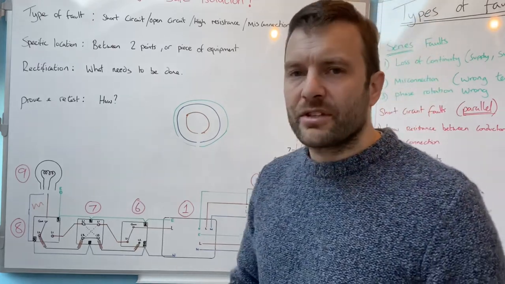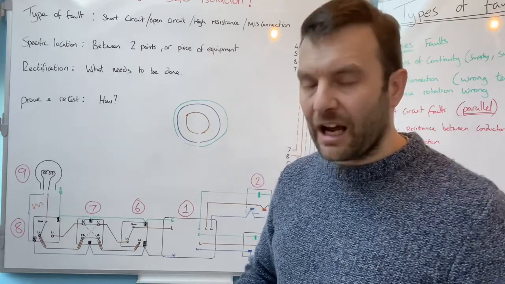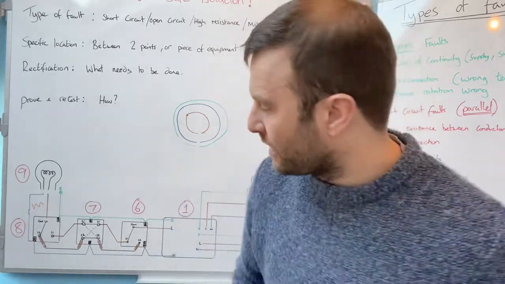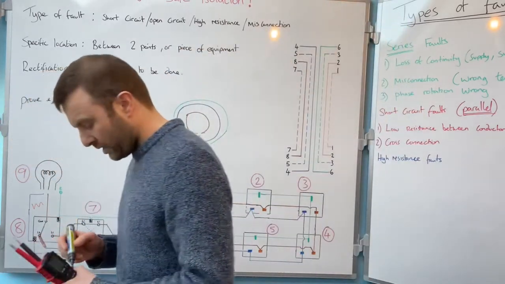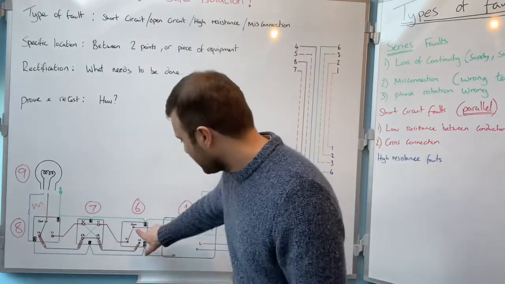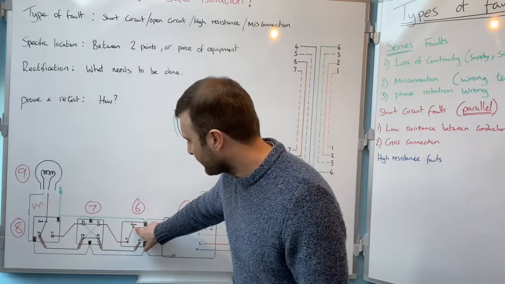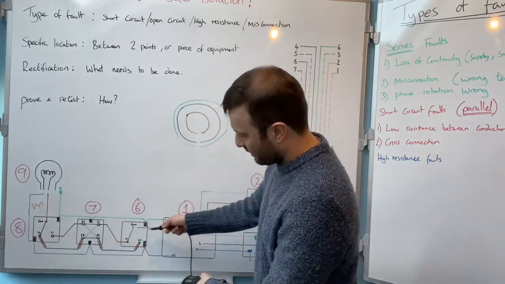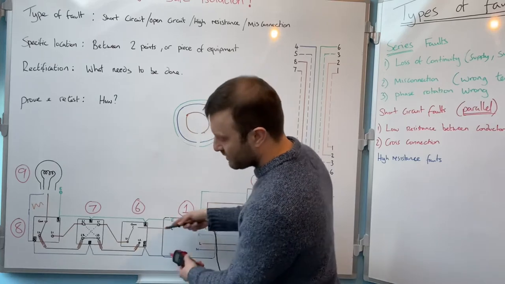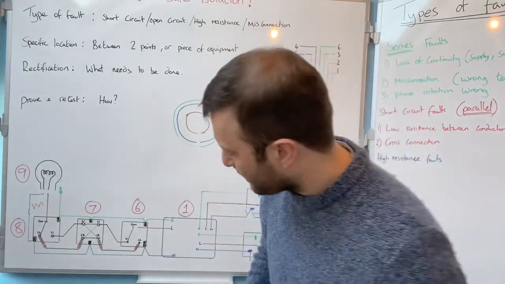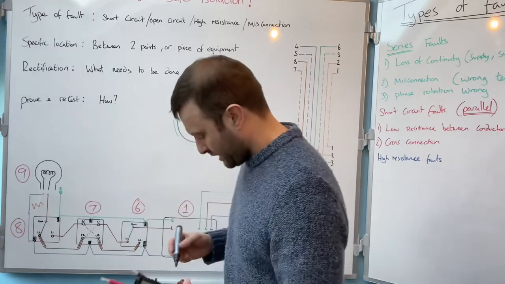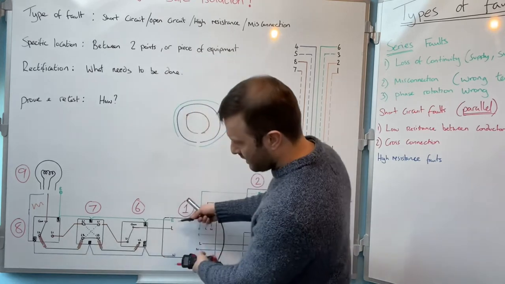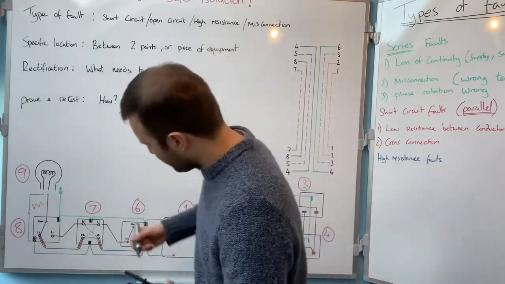What experience teaches you is how to try and find it quicker, so you're not having to take everything apart to find it. If I didn't know it was at the last point, what I could do is disconnect the live out of here, the live and the neutral, and I'd only have to disconnect one. I could test here, no fault. I could then reinstate that, take the live out of here, and test there, no fault. Okay, so I know it's not there.